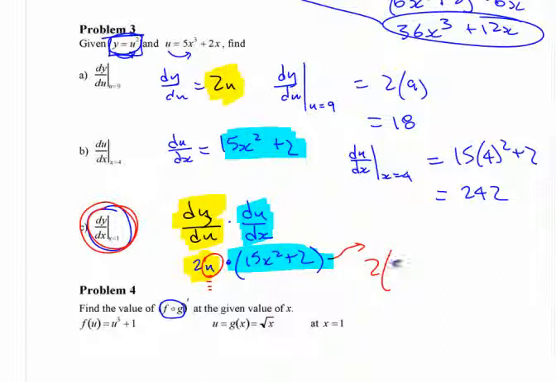Yeah, this 5x cubed plus that, right? Times 15x squared plus 2. Right? So all you're saying is that, right? You still have, this is the blue part.